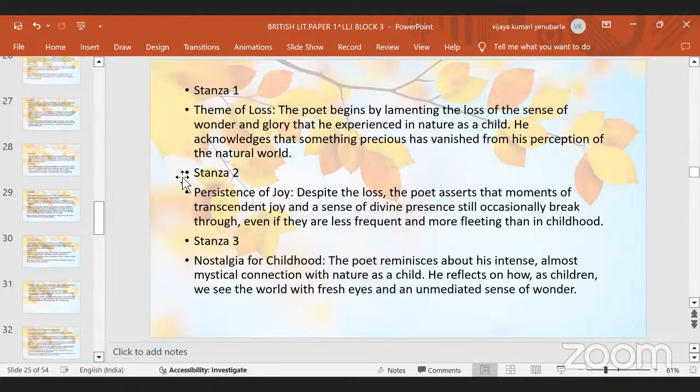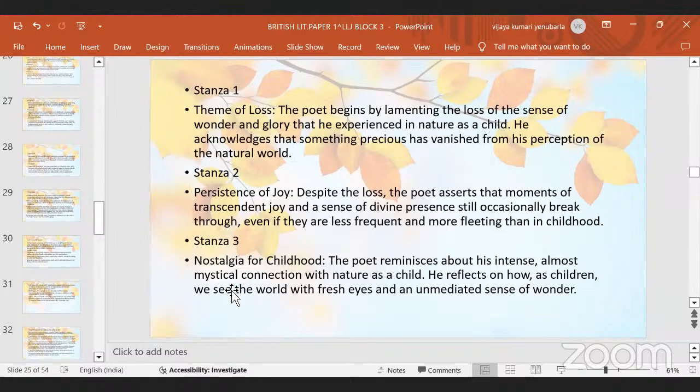And in the second stanza, he says that despite the loss, the poet asserts that moments of transcendent joy and a sense of divine presence still occasionally break through. So he feels that even though he is not able to enjoy like a child as he enjoyed in childhood, a sense of spiritual intervention is there. So now he is feeling that aura.